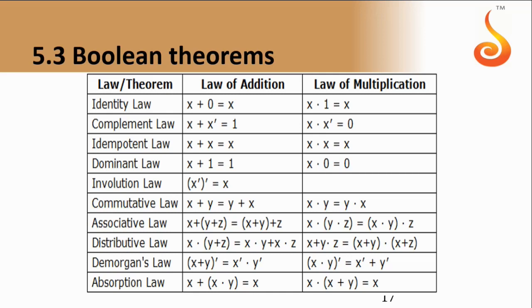We can do that proof, yes. If I take the first one, x plus xy is equal to x. Take out common x, so it will be x into (1 plus y). So what is 1 plus y? 1 plus y is equal to 1 according to dominant law. So x into 1, sorry, x dot 1 is equal to x according to identity law. So I will get x is equal to x. The same way I can do for the other one.